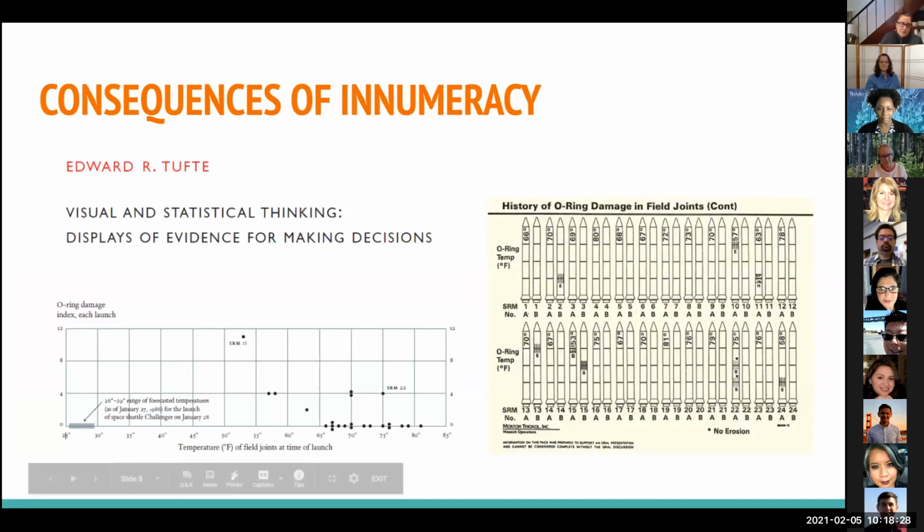So I'm going to touch briefly on this. There's a gentleman named Edward Tufte, who is very well known in data visualization circles, and he's written a large number of books. And he wrote a pamphlet, which I've actually included in the Drive folder for this presentation, called Visual and Statistical Thinking, Displays of Evidence for Making Decisions. And there are 2 case studies in it.